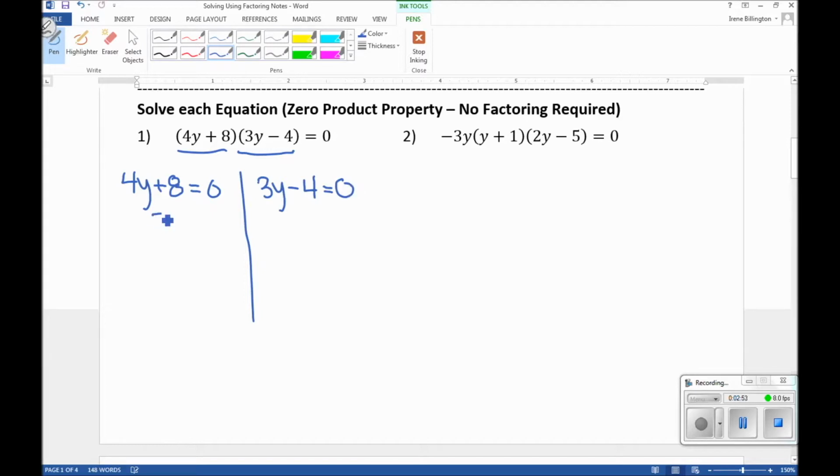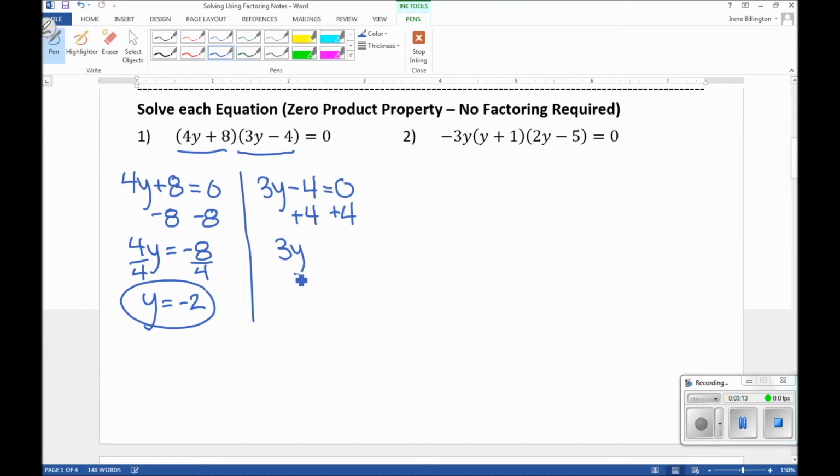For our first equation, we start by subtracting 8 from each side. So we have 4y equals negative 8, and then we want to divide each side by 4. So our first solution is y equals negative 2. For our second equation, to solve, we would add 4 to each side. So we have 3y is equal to 4, and then divide by 3. So y would equal 4 thirds.